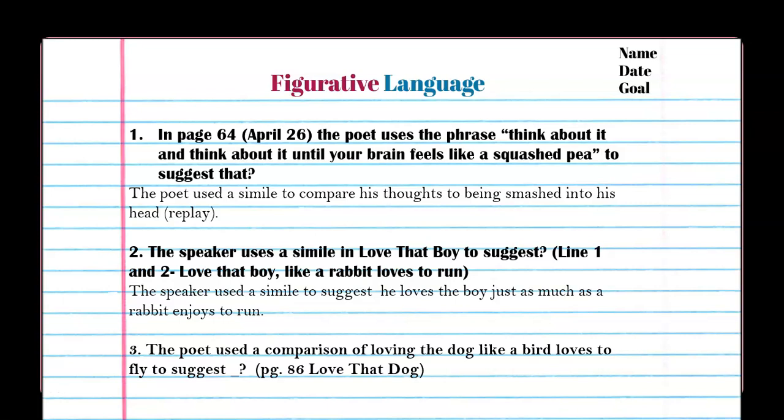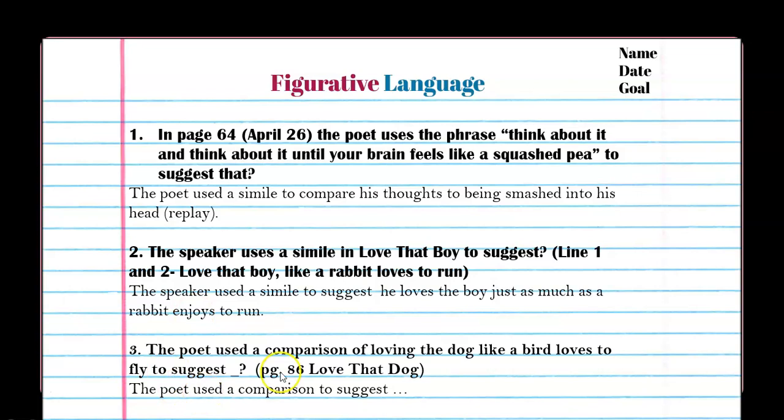Last 5 seconds. And time is up. So boys and girls, why did the poet compare loving the dog to how a bird loves to fly? What does a bird always do? What does a bird have wings for? So they can fly. They have to fly, right? To get from one point to another, they have to fly. There are some birds that do walk, right? But most of the time, 99.999%, they have to fly. So why did the poet or speaker compare the love for his dog to a bird that loves to fly? What is he trying to suggest?